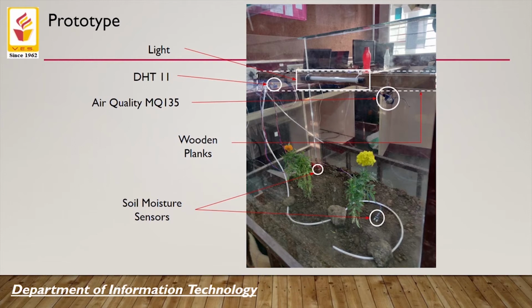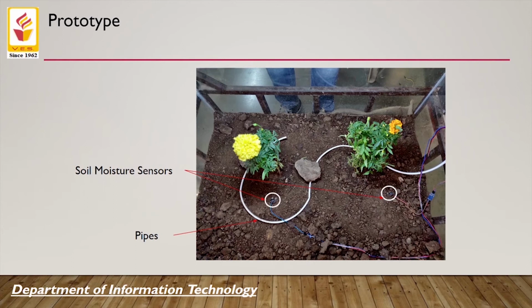It has a wooden plank which acts as a support for the different sensors such as air quality sensor, temperature and humidity sensor, and the light intensity sensor. It also acts as a support for the fluorescent light. There are pipes used for sprinkling purposes which are also supported by the wooden plank. Now, drip irrigation is provided to the plants. At the surface of the prototype is a layer of soil, and in this layer of soil there are two soil moisture sensors.